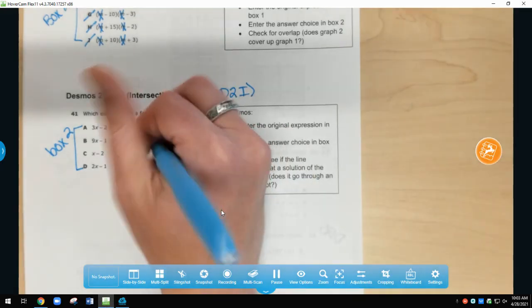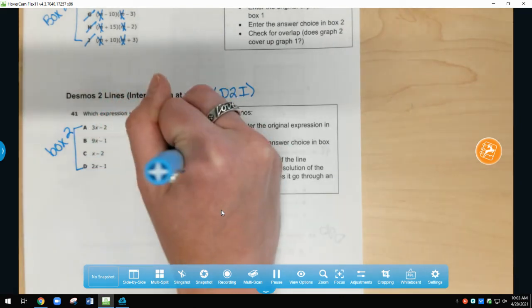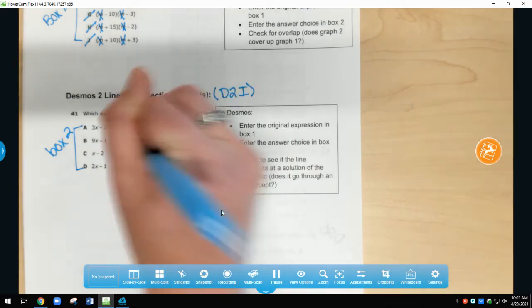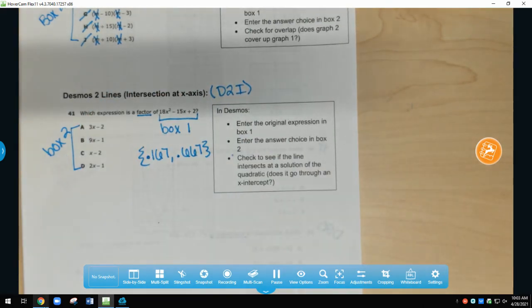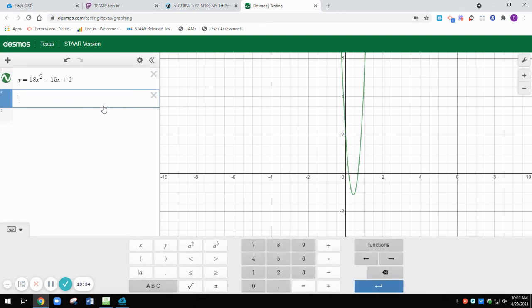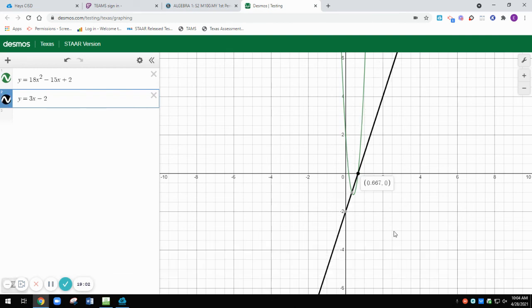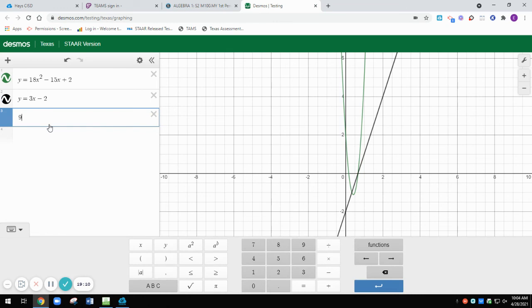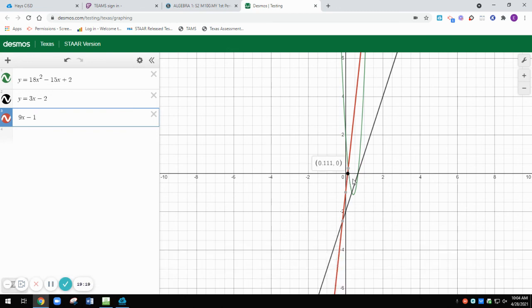That way, if there's one that's really close, you know if it crosses. So our 2 solutions were 0.167 and 0.667. So if I go back, and we had y equals 3x minus 2, if I click on that black line, it crosses at 0.667. So that would be our answer, because notice, I'm going to go ahead and put these in just so y'all can see it. 9x minus 1, it crosses the graph, but it does not cross at the 0, even though it looks like it. So that wouldn't be it.